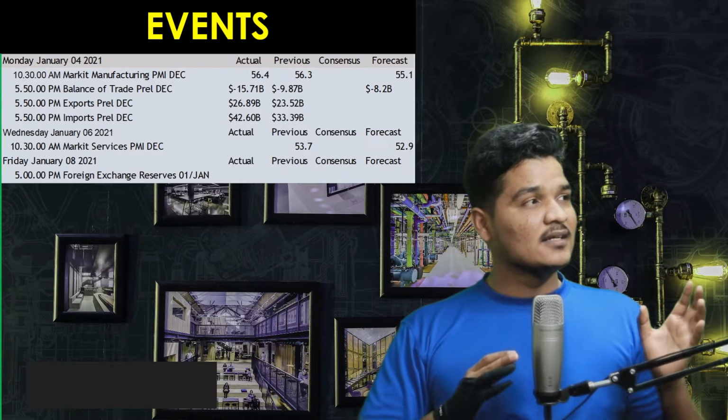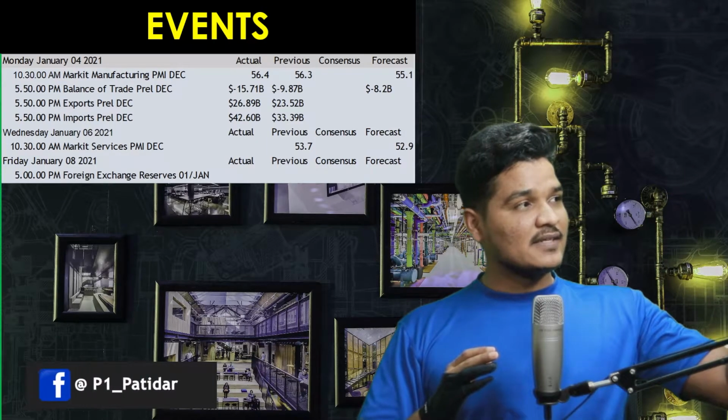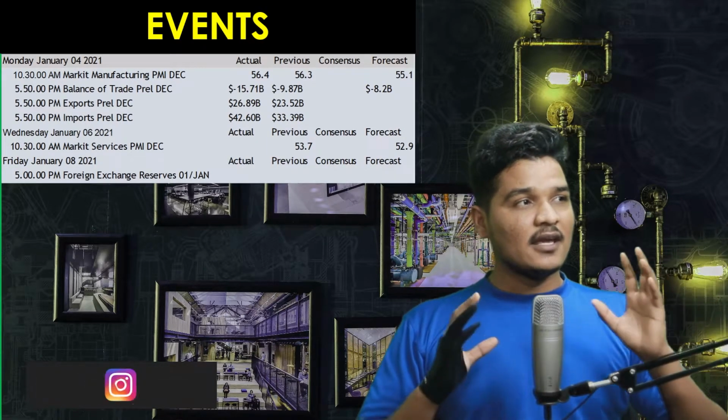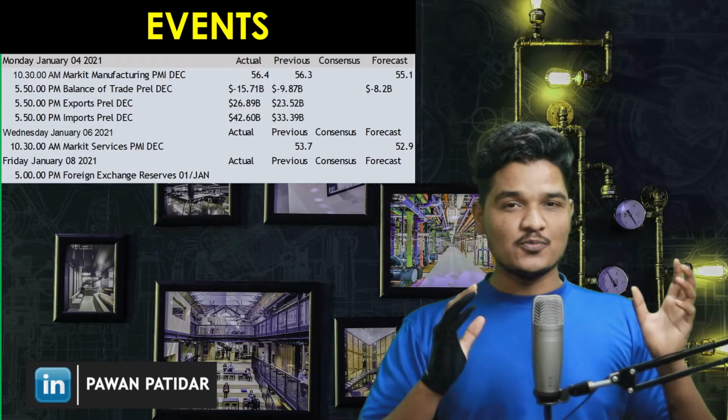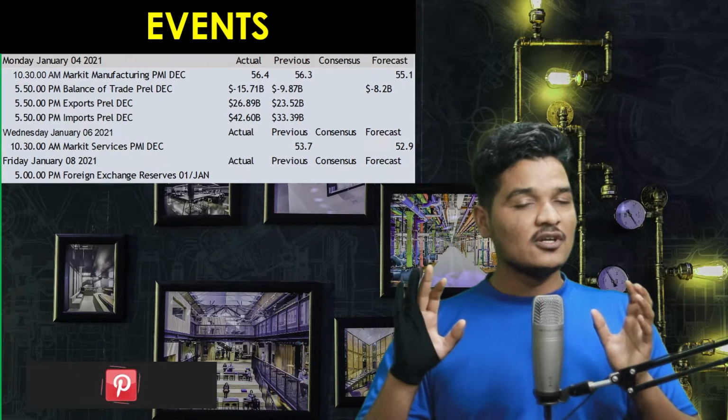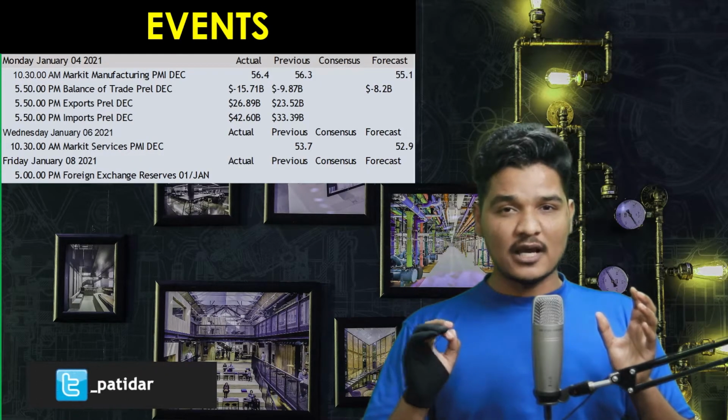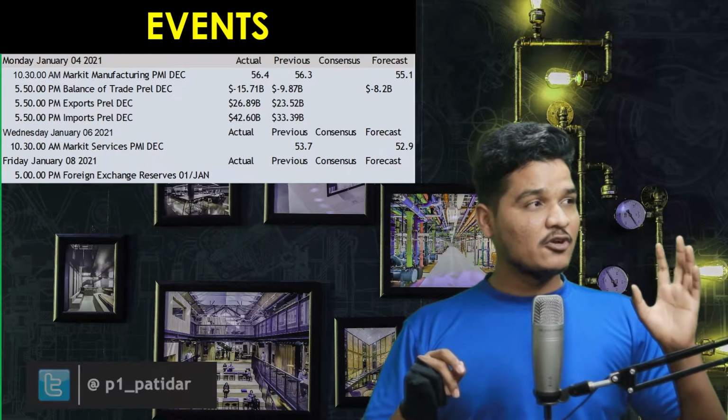So if we see here, today these 4 events were there, and if you see the total overall figures, then it has not gained or lost much. That's why it didn't affect the Nifty much. And if you talk about upcoming events, then on 6th there is going to be one event.